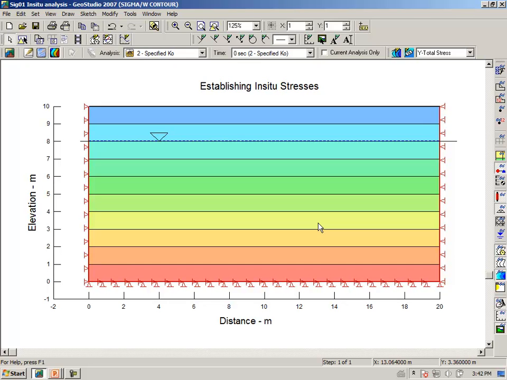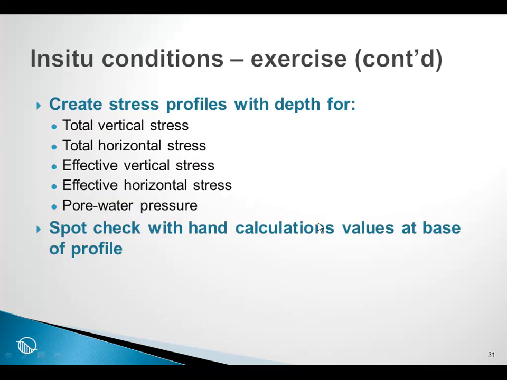It is always good practice to make these graphs of the stress distribution with depth and to do spot hand calculations to ensure that the in situ stresses have been established correctly. Particularly you should spot check the total horizontal stress in the section to ensure that it has been computed and is correct. This brings us to the end on showing you how to do in situ type of analysis in sigma W.